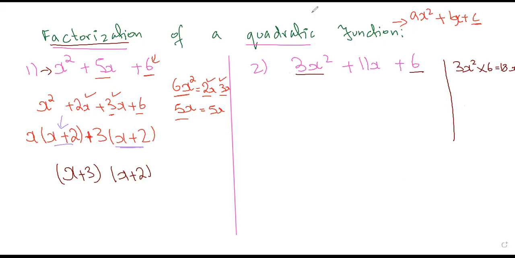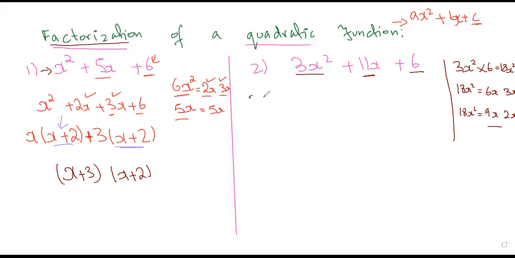Okay, so I need two numbers such that when I multiply them, I get 18x squared, and when I add them, I get 11x, right? If I think of the factors of 18x squared, I will get 18x squared if I multiply 6x with 3x. Yes, okay, but that is not going to give me 11x, it is going to give me 9x. Then if I think further, I can get 9 and 2x, okay? So we know that 9 and 2 will give us 11 and 18x squared as well.